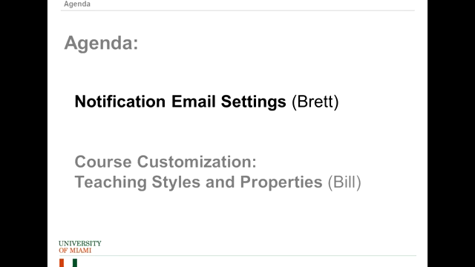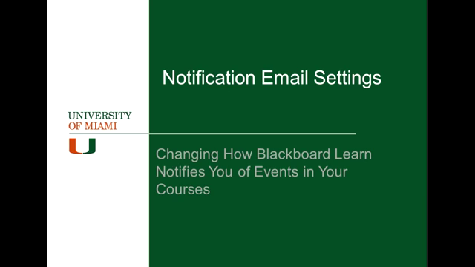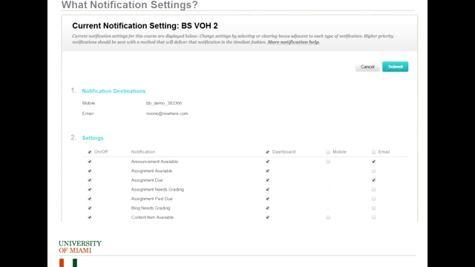All right, moving on to notification email settings with me, Brett. Notification email settings: changing how Blackboard Learn notifies you of events in your courses. What are notification settings? Notification settings are basically controlling how Blackboard notifies you of things. There are the notification dashboard options here, and we don't use mobile at this time, but perhaps we will in the near future. And then we have email, which is the main thing I'm going to focus on here. You can select which events kick off an email from Blackboard to you.